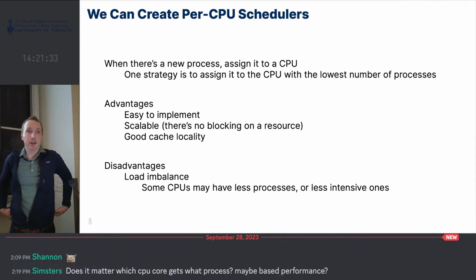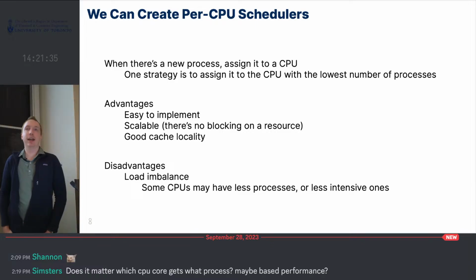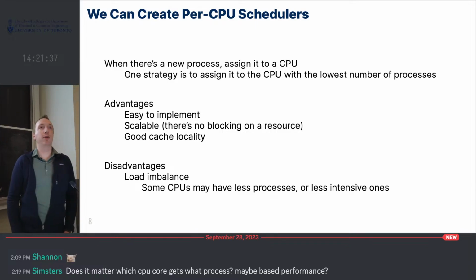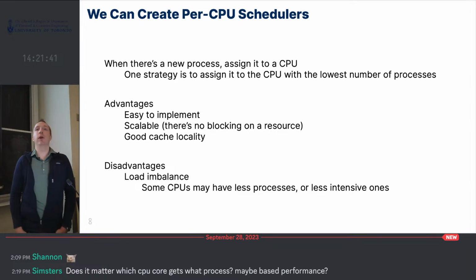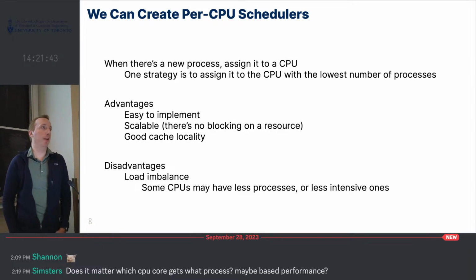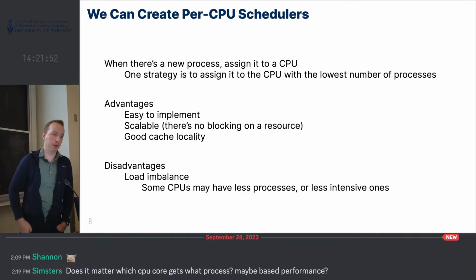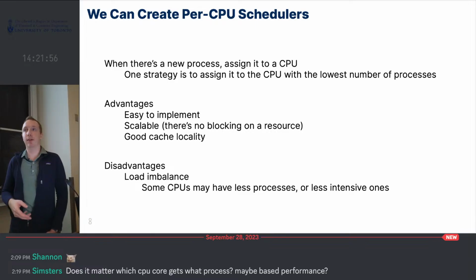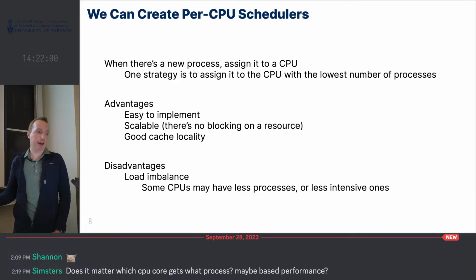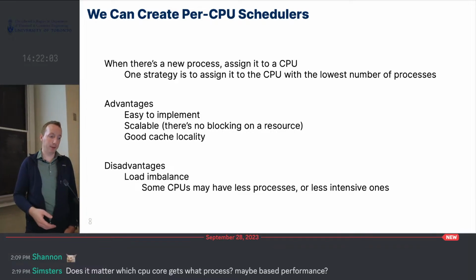So someone had the brilliant idea of saying, hey, we could just create a scheduler for each CPU core. This way, whenever there's a new process, I will just assign it to run on a CPU, and during its lifetime, it will not switch CPU cores. Whenever a process comes in, I could just assign it to the CPU core that has the least number of processes at that time instant. So some advantages behind this.